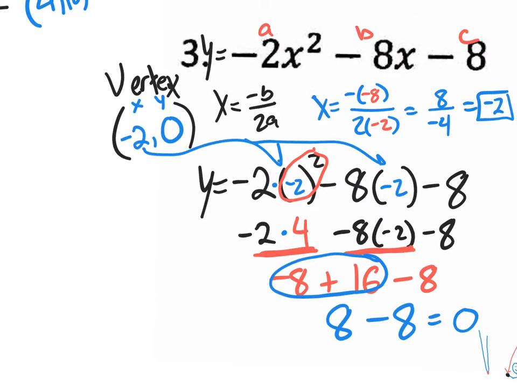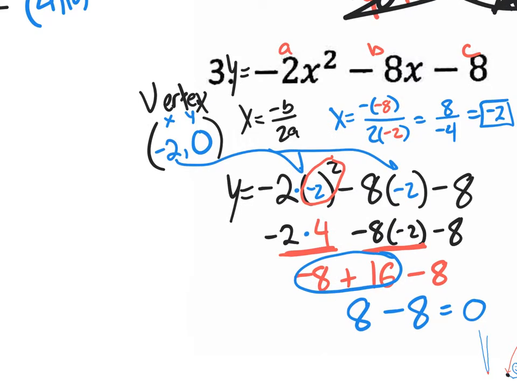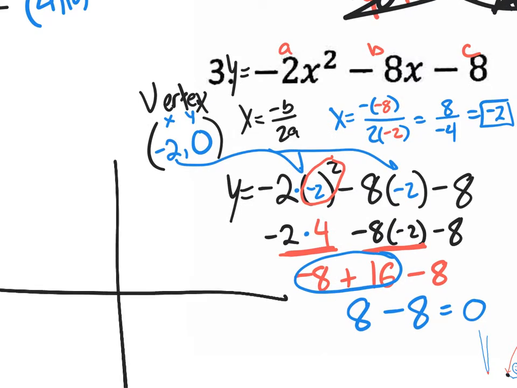So let's just see if we have an understanding. If I were to go to an xy plane, and if I go to the coordinate negative 2, 0, it would be right here, huh? And that would be the vertex. Now remember, the vertex is either the maximum or the minimum value. So what do you guys think about this?